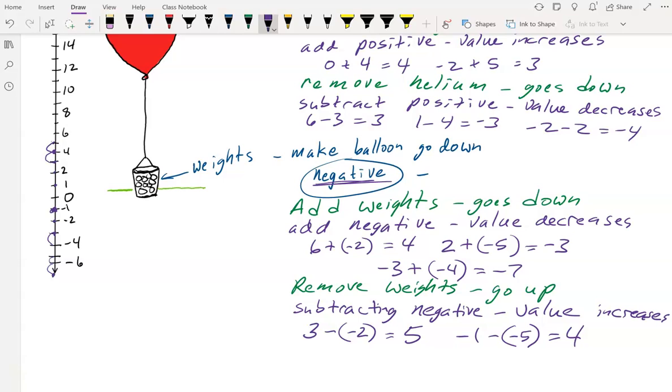And lastly, let's try one more. Let's say it's sitting really far below the table, sitting 6 units below the table, and I'm going to take away 3 weights. I'm going to subtract 3 negatives. So I'm sitting at -6. I'm going to take away 3 negatives. Because I'm taking away 3 weights, that means it's going to go up 3. That's going to go up 1, 2, 3, up to -3.